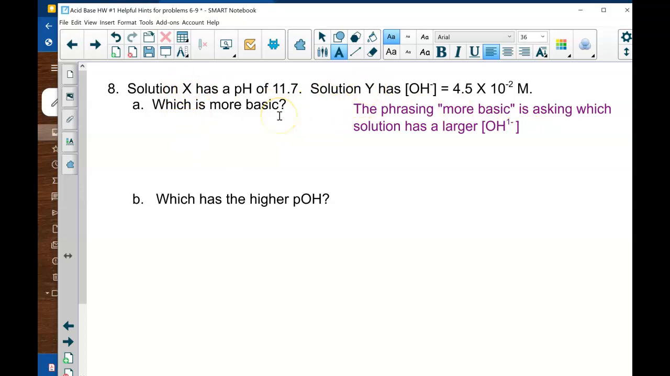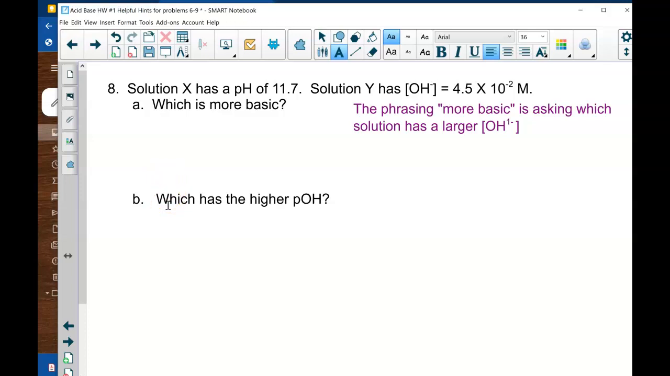So, please show the work to figure out the two OH concentration values. You have one. You have to figure out the OH concentration value for this one, and then write a statement that explains which one is more basic, and in that statement include the values of solution X OH concentration and solution Y OH concentration in justifying your answer to part A.